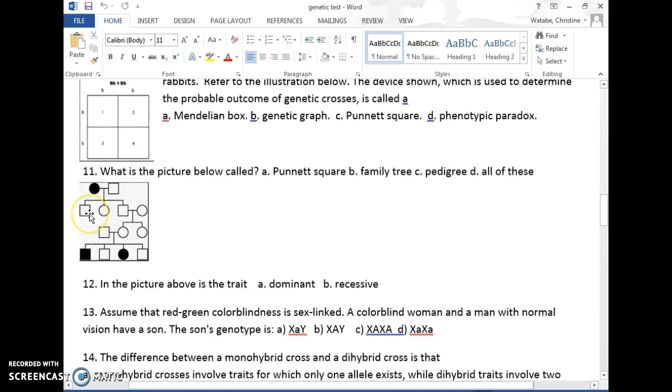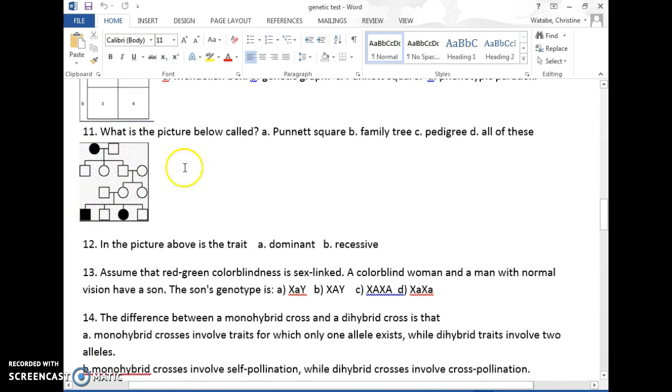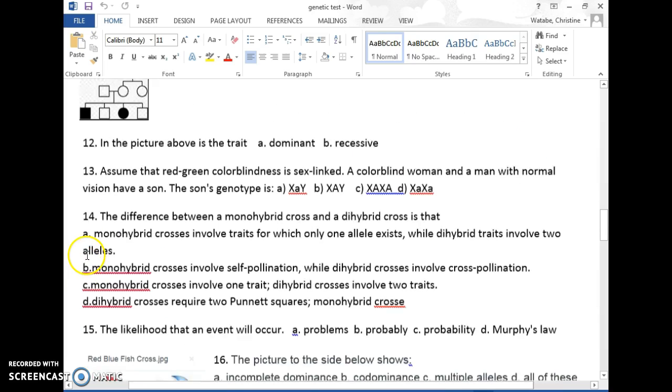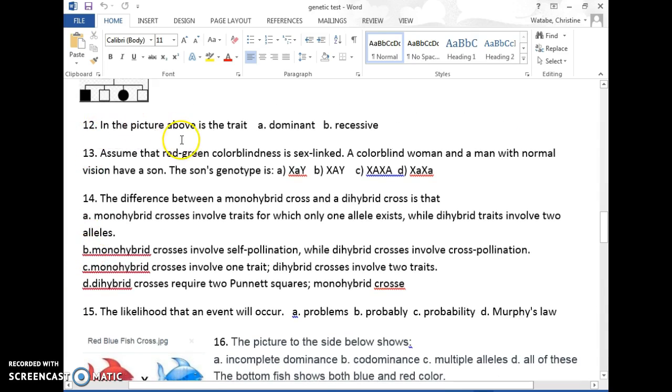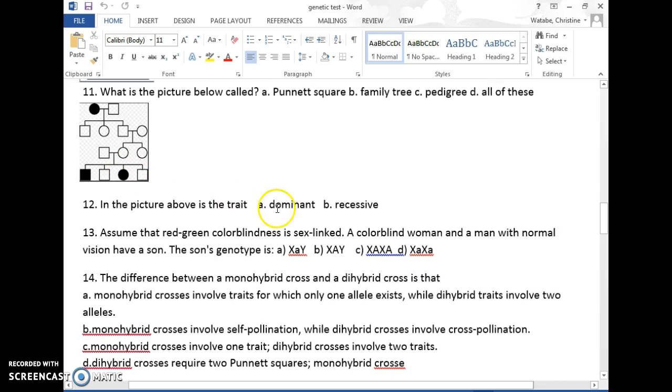Question number 11. What is the picture below called? A, a Punnett square, B, a family tree, C, a pedigree, D, all of these. Question number 12. In the picture above, is the trait A dominant or is the trait B recessive?